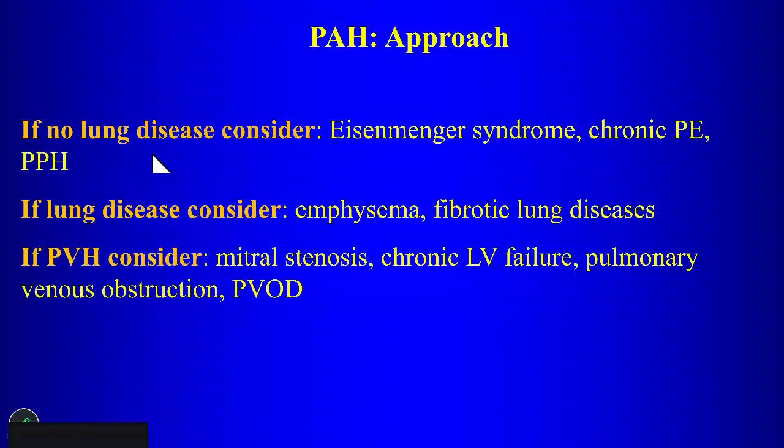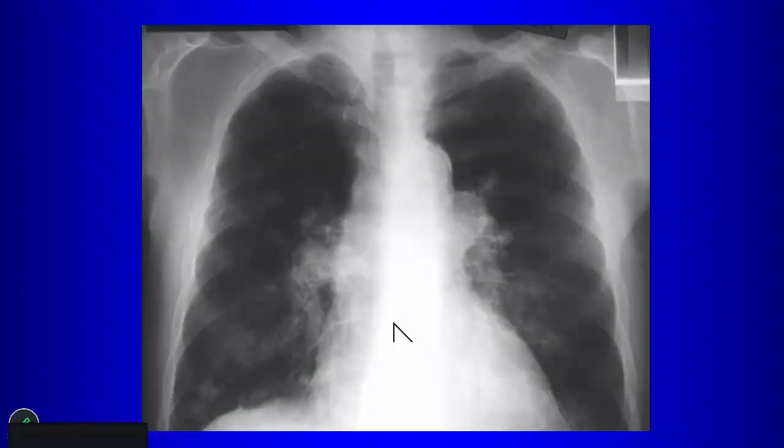If there's no lung disease and you have very big central pulmonary arteries, these are the things you consider: Eisenmenger's, chronic PE, idiopathic. If there is lung disease, well, what is the lung disease? Emphysema is the most common cause of pulmonary hypertension in the United States. Fibrotic lung disease, if you see evidence of fibrosis. If there's evidence of pulmonary venous hypertension, is the left ventricle big? Is it chronic left ventricular failure? Are there signs of left atrial enlargement? Then it could be mitral stenosis, right? So those are the things that you look for on your chest radiograph, if we have that.